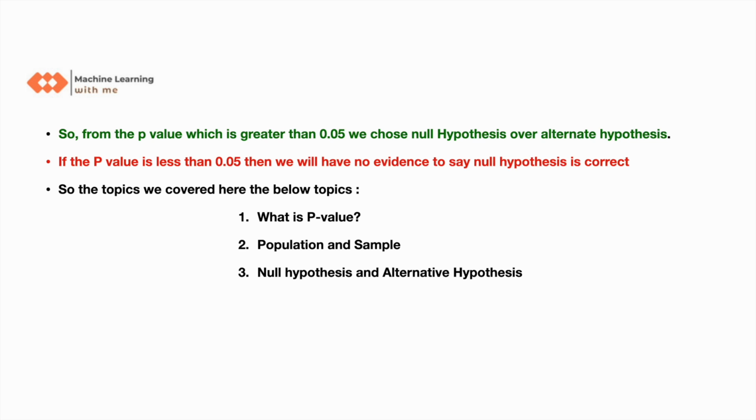So the topics we have covered here are the following. We got to know what is p-value, what is population and sample, and what is null hypothesis and what is alternative hypothesis. You can apply the same concept to the R data problems. So you can start practicing from the concept which we have covered. Okay, so what's next? I think Superman won.